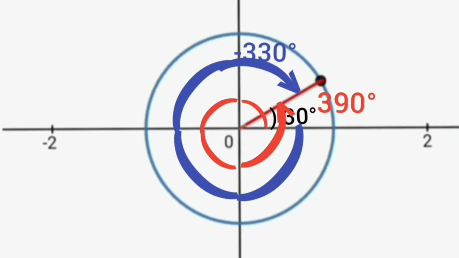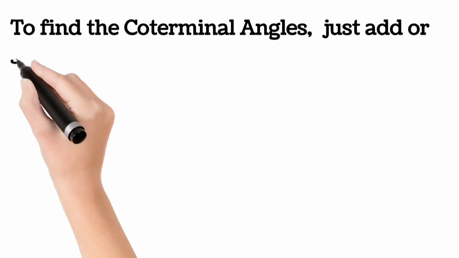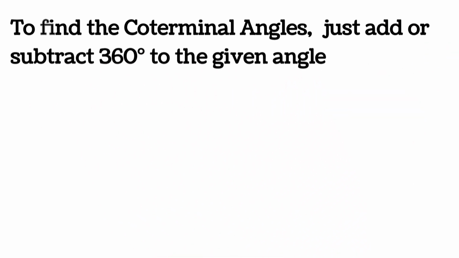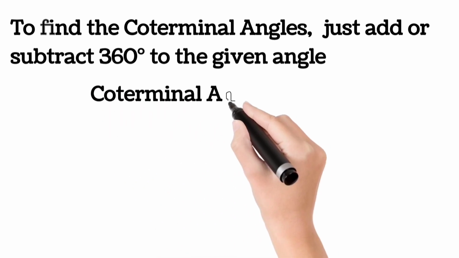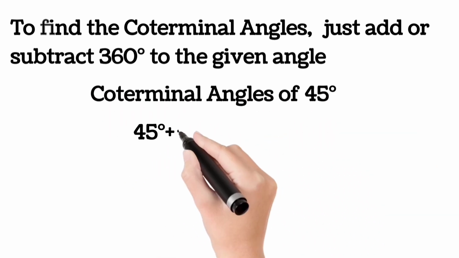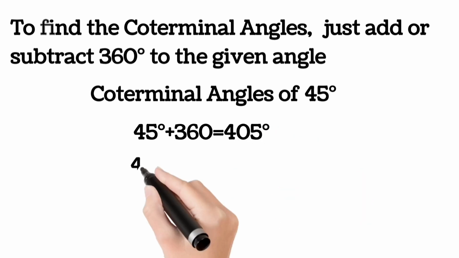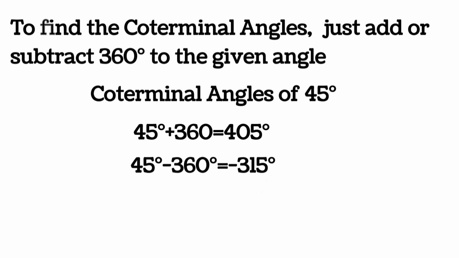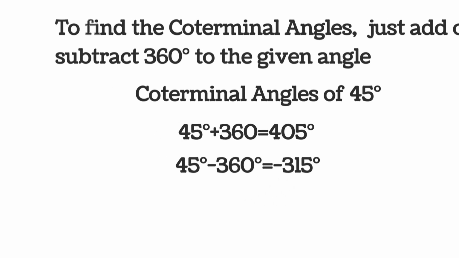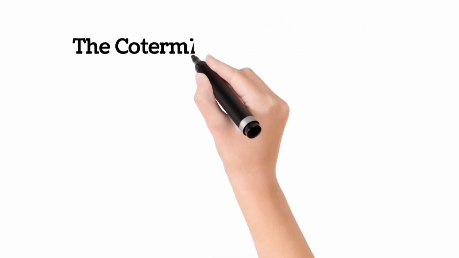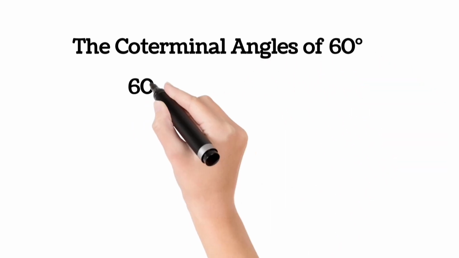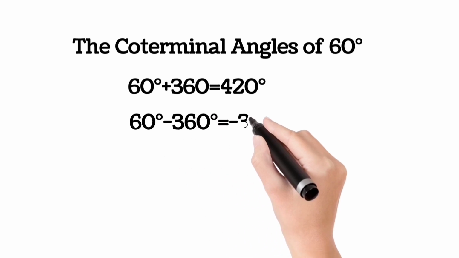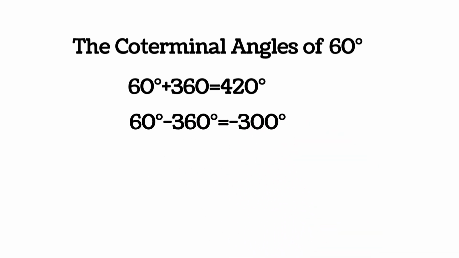To find the coterminal angles, just add or subtract 360 degrees to the given angle. For example, the coterminal angles of 45 degrees are 45 degrees plus 360 degrees equals 405 degrees, and 45 degrees minus 360 degrees equals negative 315 degrees. The coterminal angles of 60 degrees are 60 degrees plus 360 degrees equals 420 degrees, and 60 degrees minus 360 degrees equals negative 300 degrees.